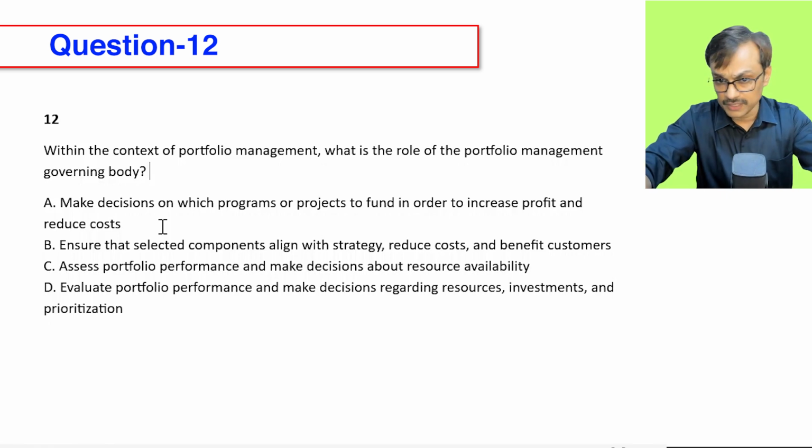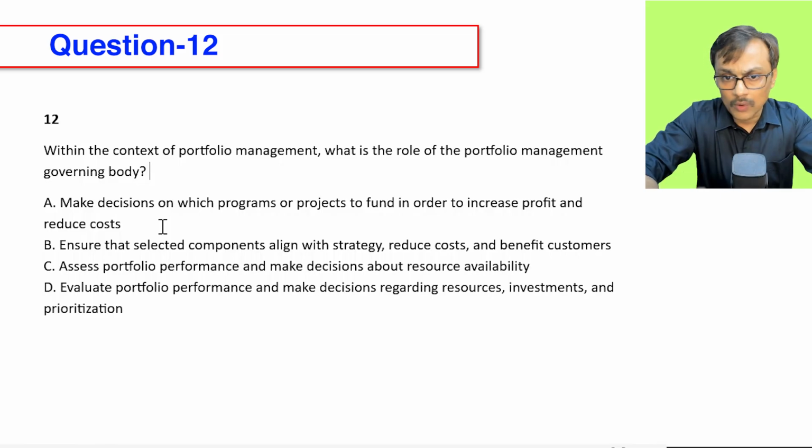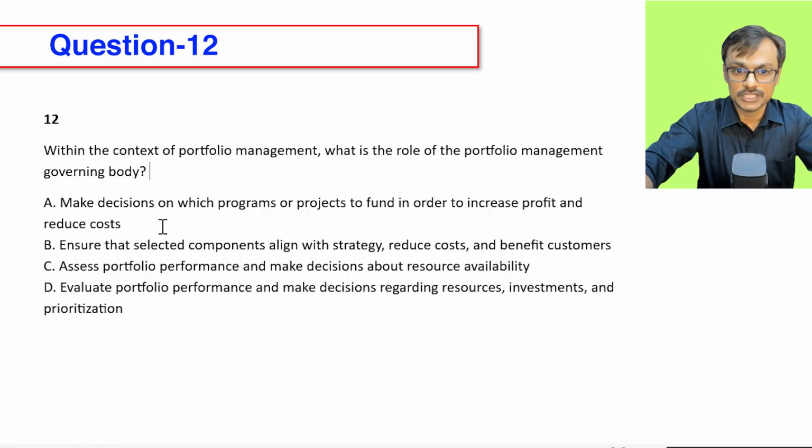So yes, we are just trying to identify what is the role of a governance body out of 4 options. Option 1, make decisions on which program or project to fund in order to increase profit and reduce cost. Looks okay, not that bad, but too detailed, ROI oriented, one-criteria oriented, because it's not necessary that you make all the decisions based on increasing profit and reducing cost, but yes, there is a possibility.